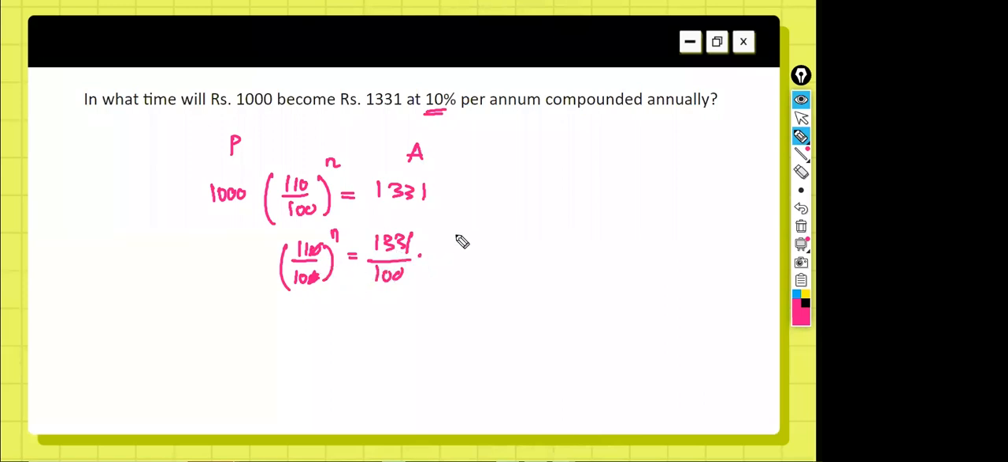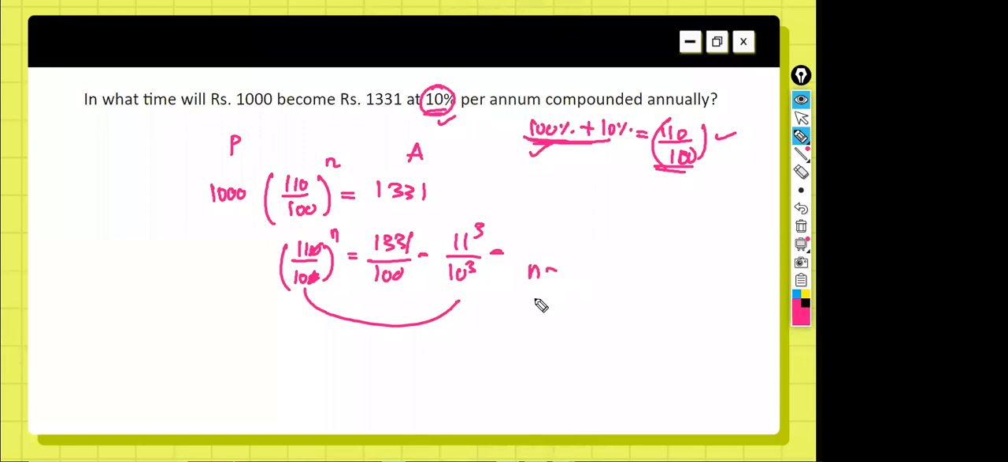This is nothing but 11 cube by 10 cube. Ram, 10% is the rate of interest. So initially keep 100% as the principal. Of this, they are giving another extra 10%. You are getting 110% out of 100. So this is the total value we'll be getting. You equate this with this, and you get the value of n to be 3. The number of years is 3.